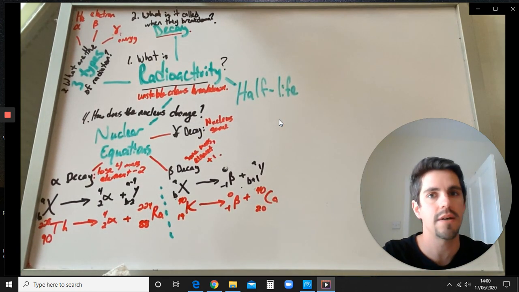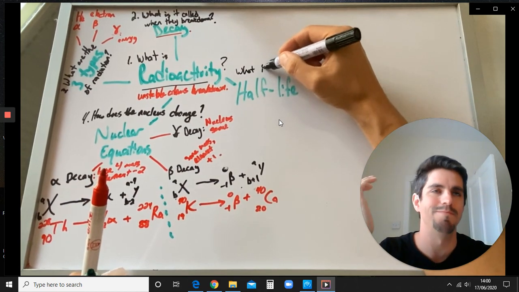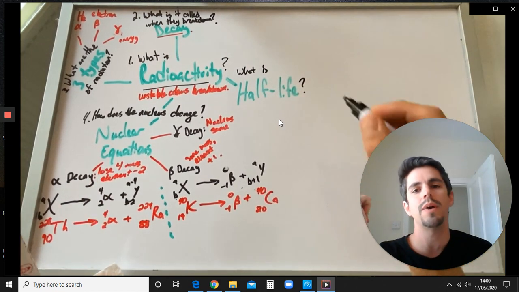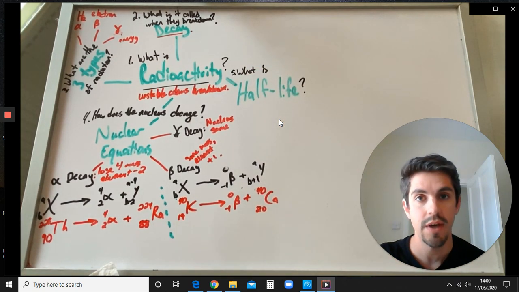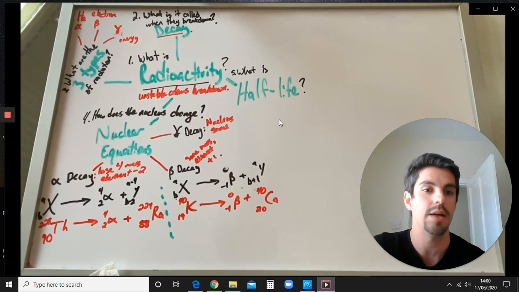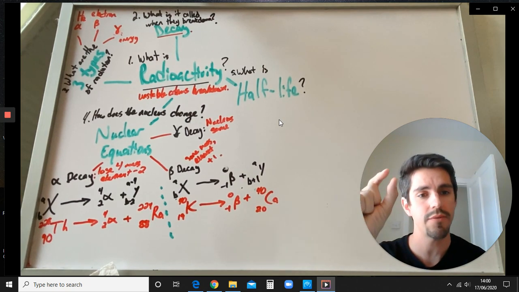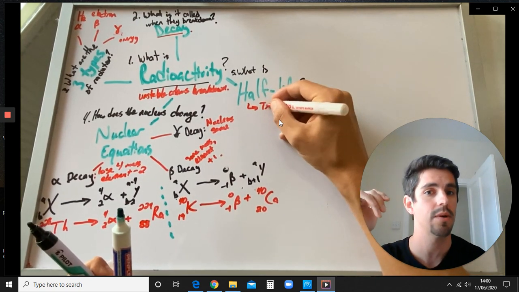A lot of students get stuck on half-life. What actually is half-life? It essentially just means how quickly does something break down. If it has a really long half-life, it's going to stay radioactive for a long time, but it's not releasing that much radiation. If it has a really short half-life, it means it's going to keep cutting in half really quickly. It's going to decay really quickly.